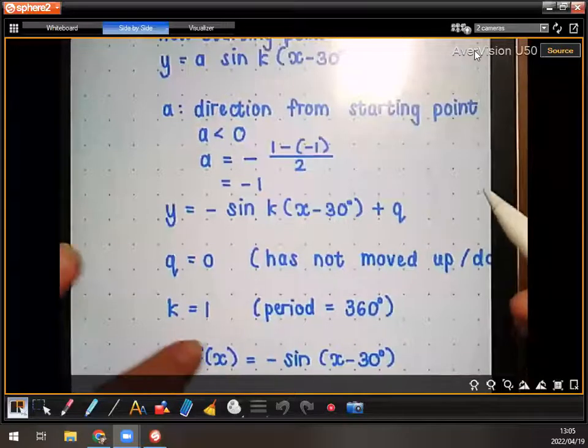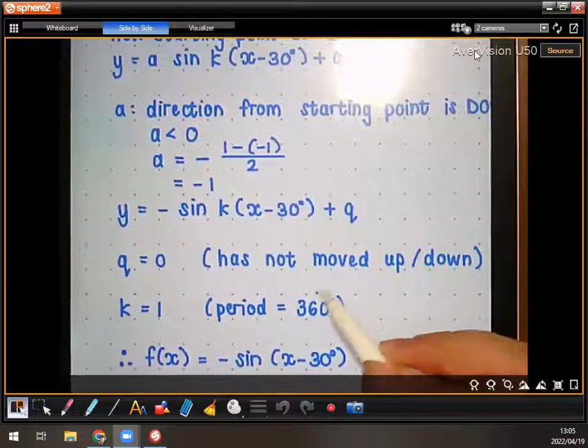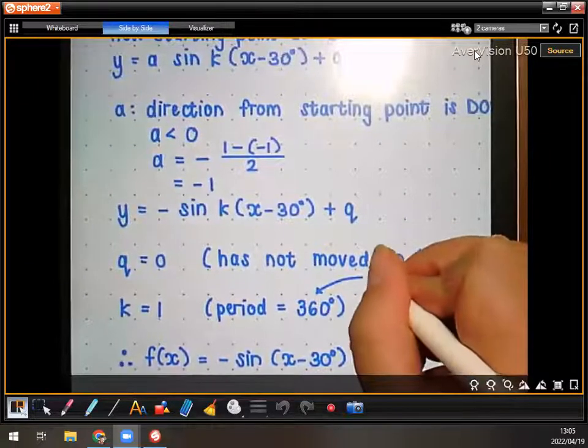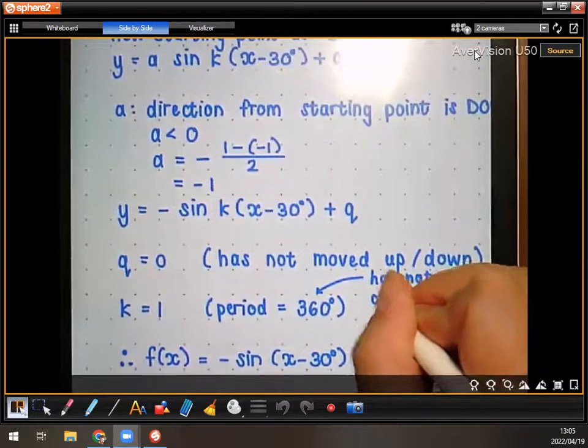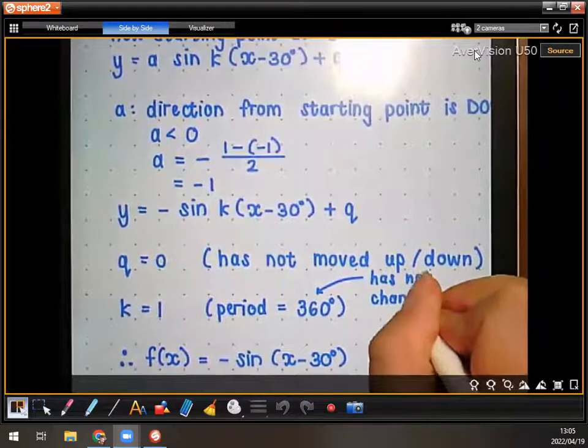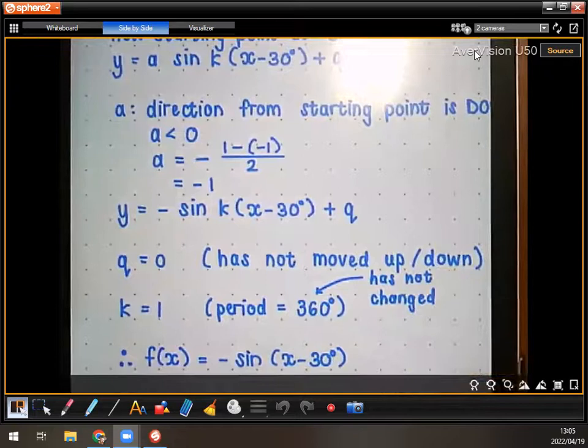Okay, so I'm just going to add here. The period is 360, so it has not changed. The normal period of a sine graph is 360 degrees, so if it's still 360, then your K value will always be 1. If it's changed, then we need to figure out what K is.